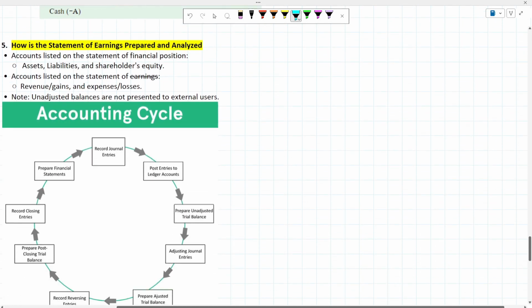So 5, how is the statement of earnings prepared and analyzed? Accounts listed on the statement of financial position, so assets, liabilities, and shareholders' equity. Accounts listed on the statement of earnings.